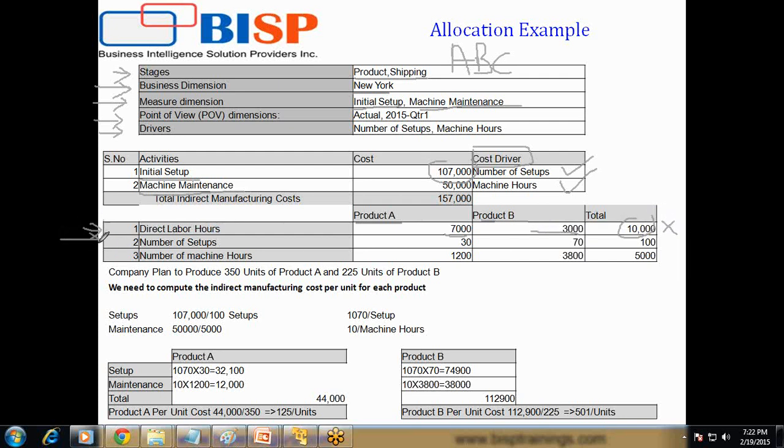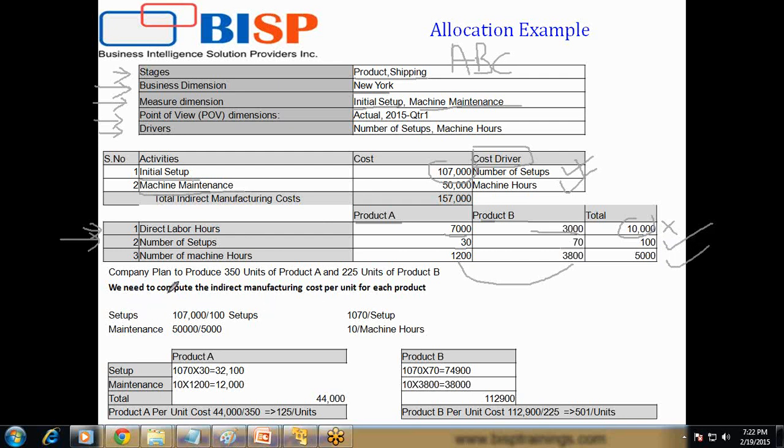The number of setups done for product A is 30 and product B is 70. The total setups are 100. So number of setups is one of my drivers. I found the total value here. Number of machine hours is another driver, which is 1200 and 3800 respectively for products A and B, and the total value is 5000.